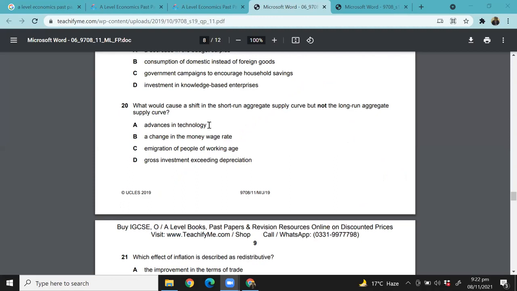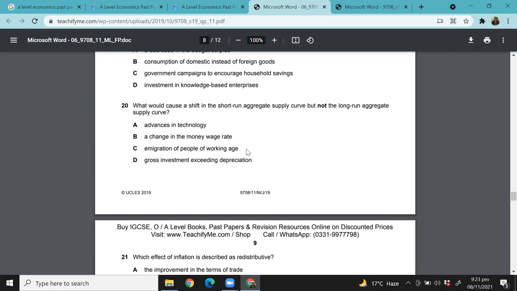Now, if there is advancement in technology, it means that you are becoming more productive, you have better technology, so you can produce more. So that relates to quality of resources. Yes or no, Ilsa? So that will definitely affect both, right?